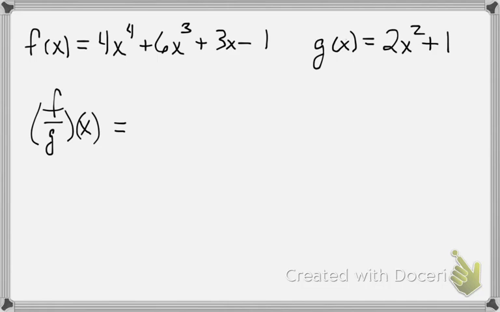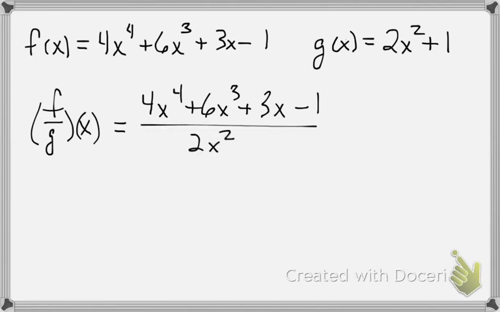Okay, so how do I write the quotient function? 4x to the fourth plus 6x cubed plus 3x minus 1 over 2x squared plus 1. Yeah, that was super easy. Write your f of x over your g of x, right? The thing is, now can I perform this division? Oh, yes, we can. You're missing an x squared. So if I'm going to perform this division, what is my divisor?